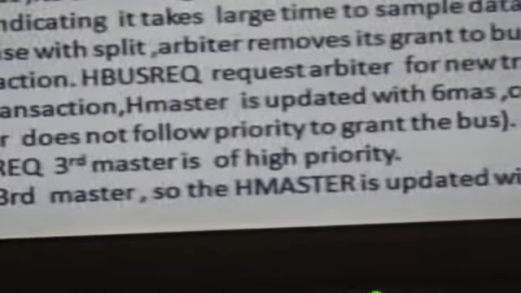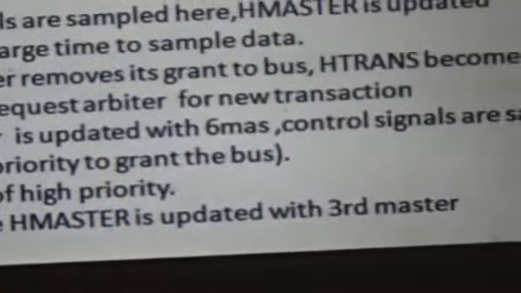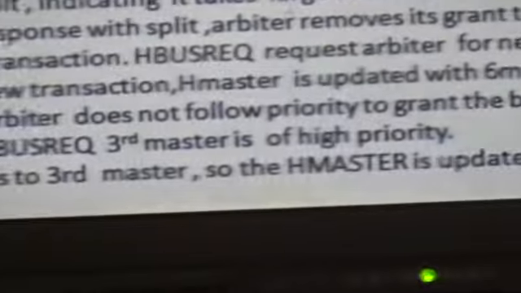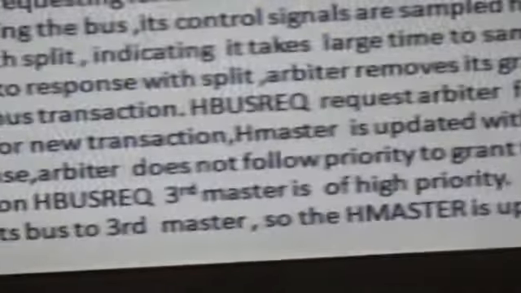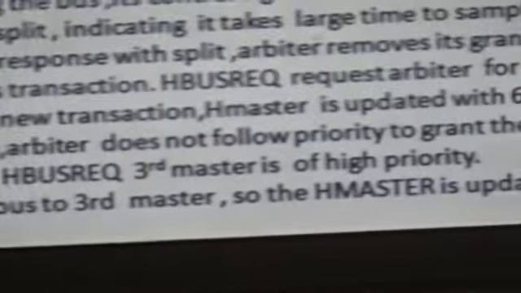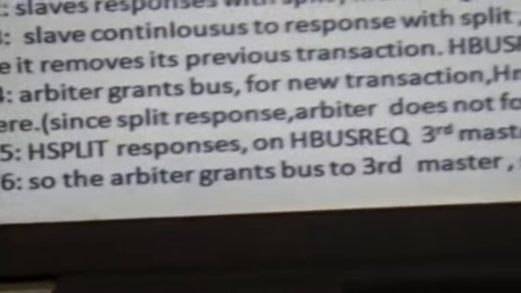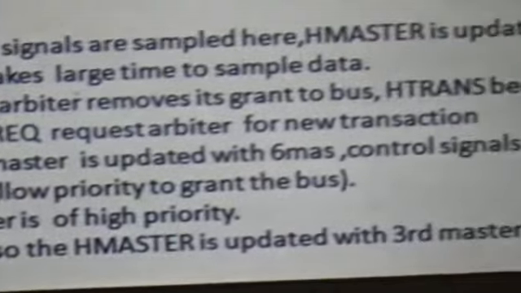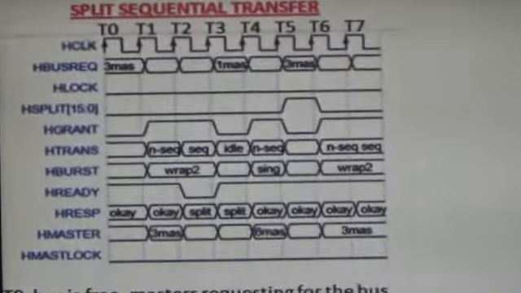HBUSREQ to the arbiter for the new transaction. Whereas at T4, the arbiter grants the bus for the new transaction. HMASTER is updated to the sixth master. Control signals are sampled here. Since it is a split response, the arbiter does not follow the priority to grant the bus. Whereas in T5, HSPLIT responds and HBUSREQ, the third master is of highest priority. T6, the arbiter grants the bus to the third master, so HMASTER is updated to the third master.